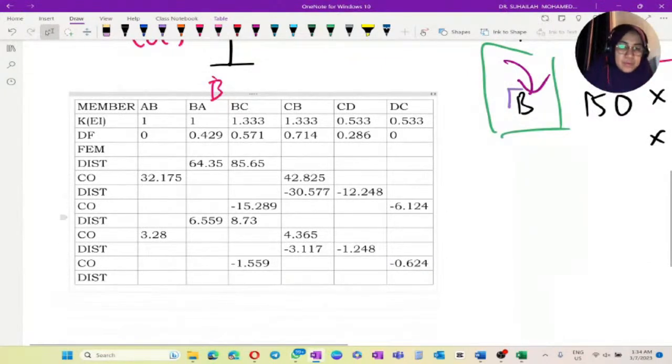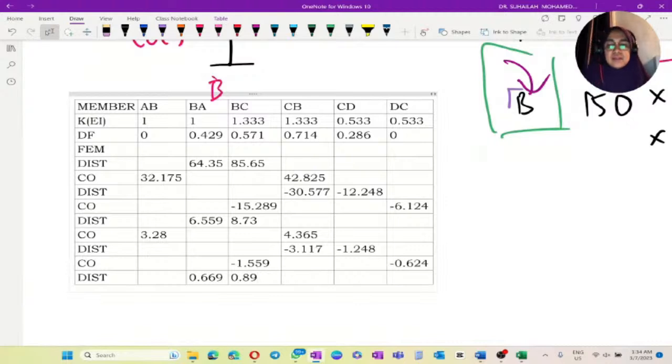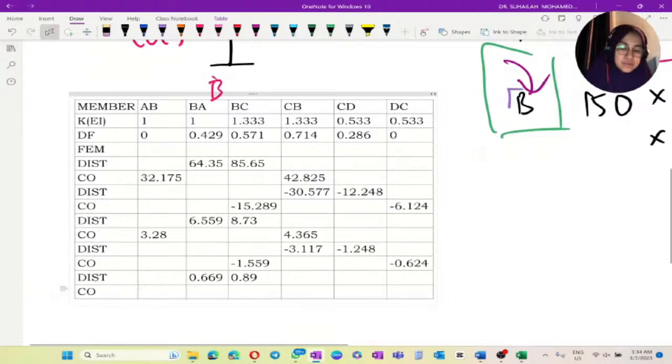Distribution, it is 1.559 times 0.429. We get positive 0.669, and 0.89. Then carry over: 0.669 divided by 2 is 0.335, and 0.89 divided by 2 is 0.445.